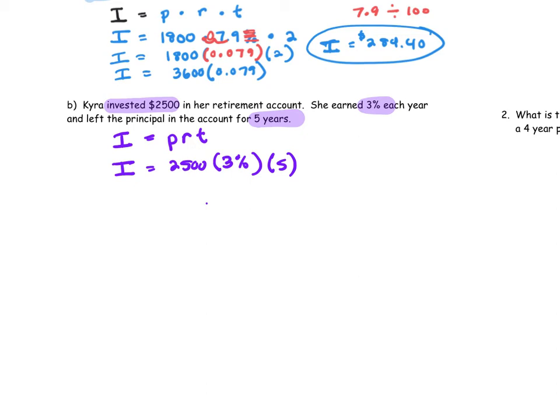Now I can't multiply yet because I have one more step before I can multiply. If you thought that step was to move the decimal, you were correct. So it's $2,500 times 0.03. We had to divide by 100. Times 5. So pause, use your calculator, and please write the answer. And the answer is $375. So Kira invested $2,500 in her retirement account. She earned 3% each year and left the principal in the account for 5 years, and so she earned $375.